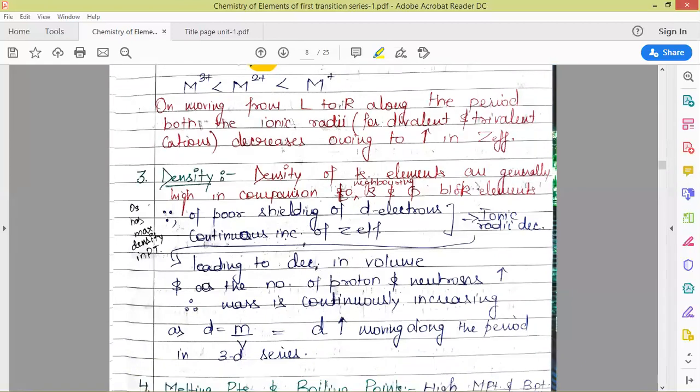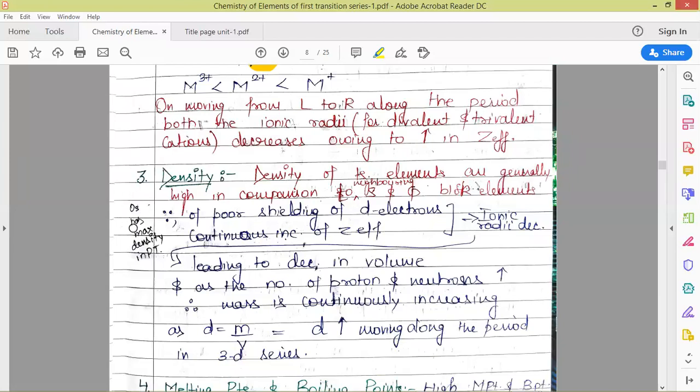Next property which we are going to discuss is the density. So density of transition elements is generally high in comparison to the neighboring s and p block elements. As we have already discussed in the properties of d block elements, densities are higher. These densities are higher because of the poor shielding effect of d electrons. As we move from left to right, there is a continuous increase in Z effective. In general, the ionic radii also decrease.